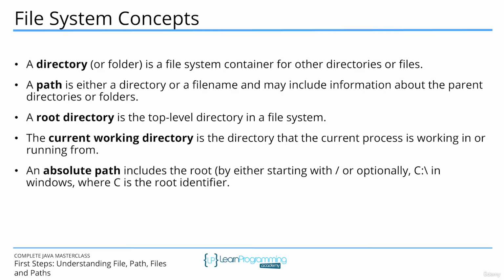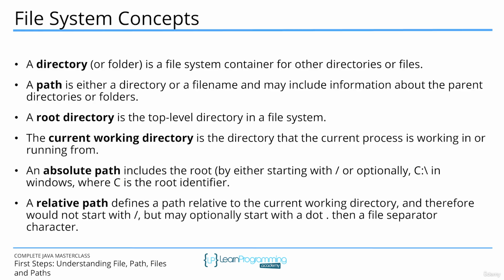An absolute path includes the root by either starting with / or optionally C:\ in Windows, where C is the root identifier. A relative path defines a path relative to the current working directory and therefore would not start with / but may optionally start with a dot, then a file separator character. These concepts will become more important as we continue to examine the enhanced functionality the NIO2 types provide. Before we move to those types, I'll put up the API for the File class's methods.